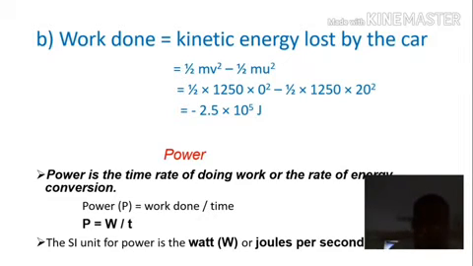The next thing is power. What is power? Power is the time rate of doing work, or the rate of energy conversion. Mathematically, power equals work done over time. The SI unit of power is the watt, and the symbol of watt is W. You can also give your answer in joules per second.